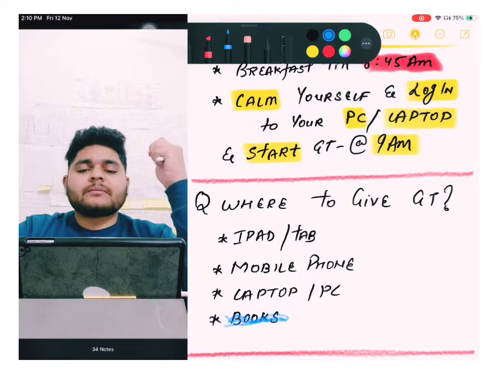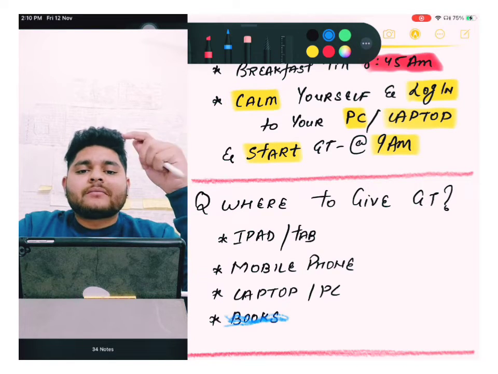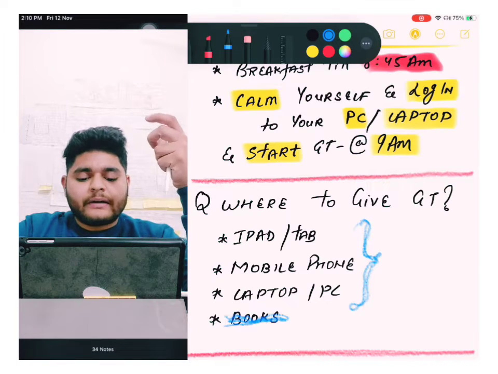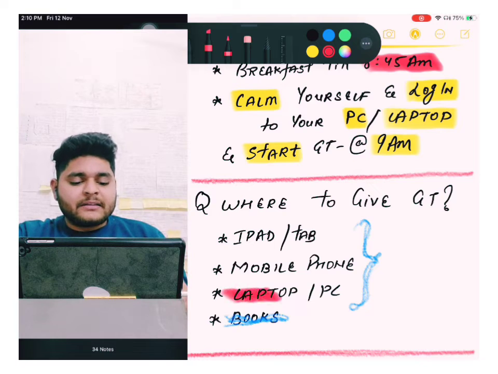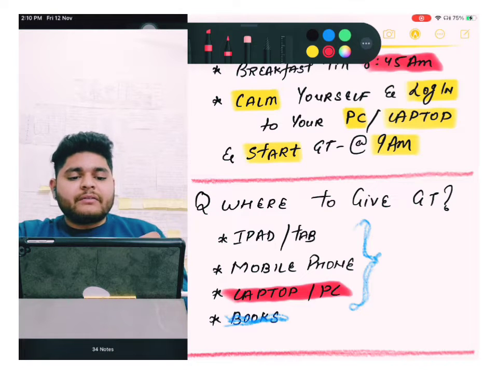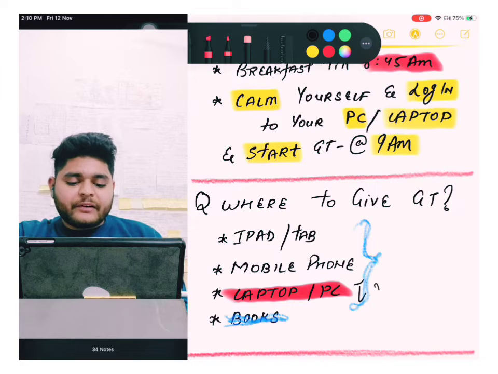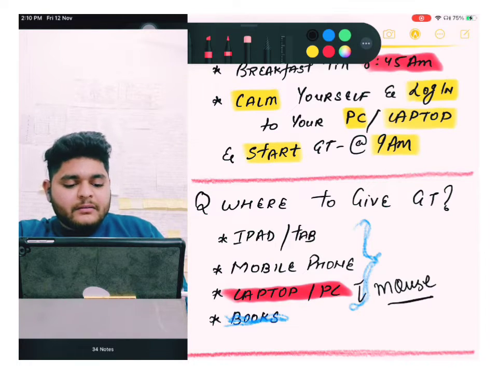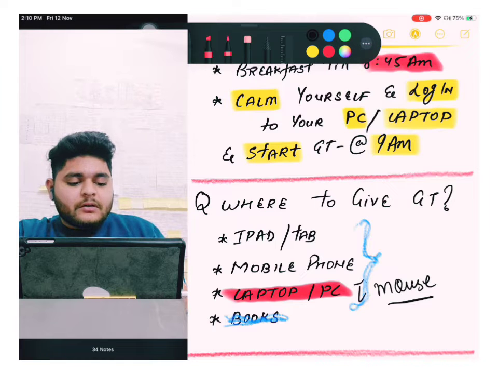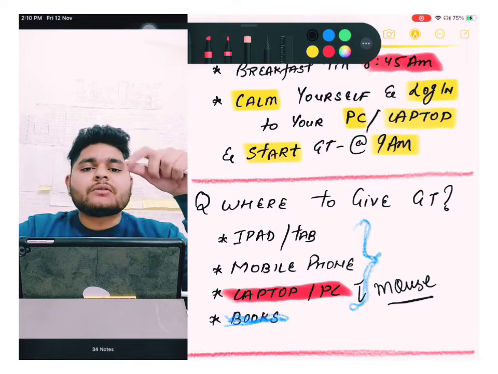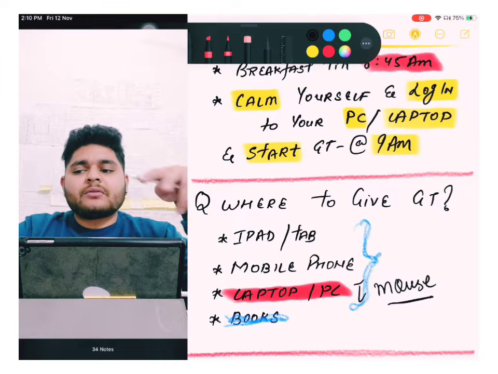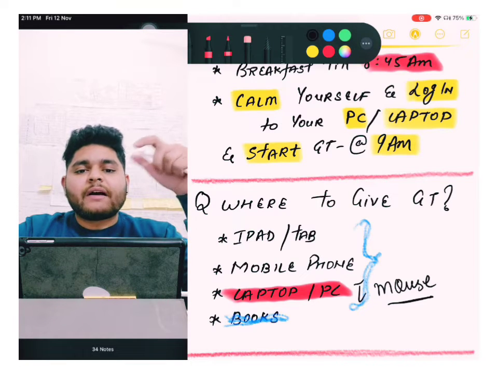Books are too old for us, because there is no offline method of exam now, there is only the online method. So you should stick to the online methods, and out of all these online methods, I will prefer laptop and PC, that too with a mouse. Now why laptop and PC with a mouse? Because the real exam is going to happen on a PC and there will be a mouse. So basically in the real exam you don't have to use any keyboard for answering anything. You have to use the mouse.